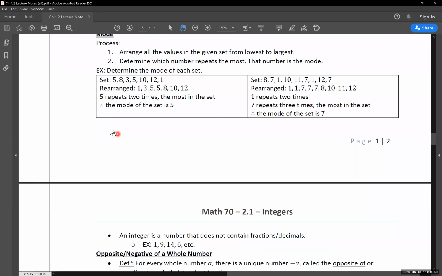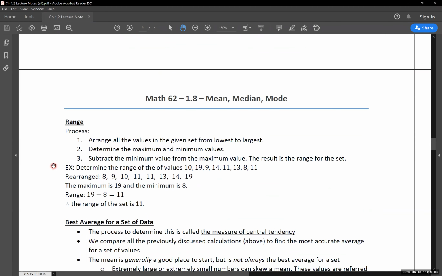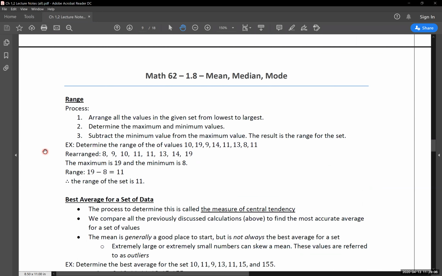Okay, that's 2.1. Come over here, and we're going to look at our range. We've got a process for this. It's using some of our previous definitions, but the range is the last one that we're going to go through here. So our process for this, first and foremost, is to arrange the values of the given set from lowest to largest. It is not absolutely required for the range, but again, highly recommended because it makes our second step a heck of a lot easier.